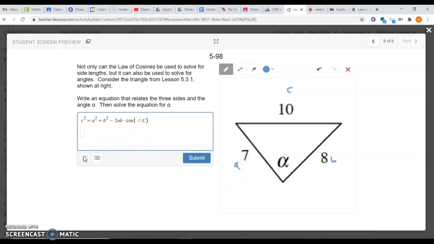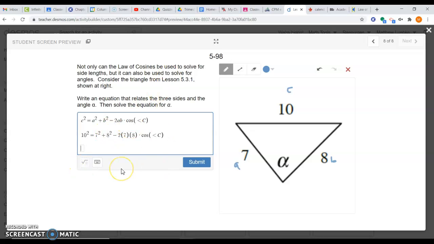Plugging in, I have then 10 squared equals A squared, which is going to be 7 squared, because that's what I chose to be my A, plus 8 squared, chose that to be my B, minus 2 times A, which is 7, times B, which is 8, and then times the cosine of angle C. Let's use capital. All right, I'm going to continue working this until I can get the cosine of the angle C by itself.